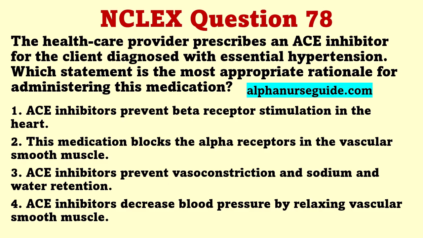ACE inhibitors prevent vasoconstriction and sodium and water retention. Angiotensin-converting enzyme inhibitors prevent the conversion of angiotensin I to angiotensin II, and this, in turn, prevents vasoconstriction and sodium and water retention. Beta-adrenergic blocking agents, not ACE inhibitors, prevent the beta receptor stimulation in the heart, which decreases heart rate and cardiac output. Alpha-adrenergic blockers, not ACE inhibitors, block alpha receptors in the vascular smooth muscle, which decreases vasomotor tone and vasoconstriction. Vasodilators, not ACE inhibitors, reduce blood pressure by relaxing vascular smooth muscle, especially in the arterioles.